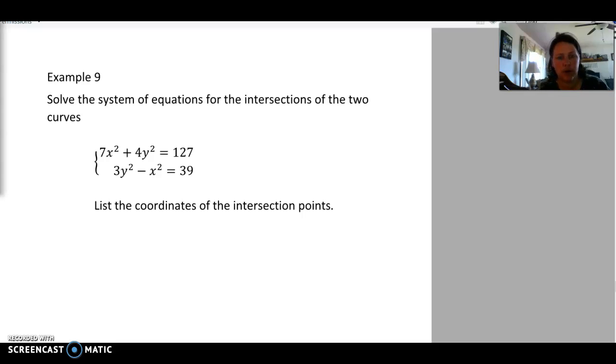Okay, we have just a couple more problems, examples to go through for this section 9.3, and then we will be done for the whole semester. So solve the system of equations for the intersections of the two curves. So let's look at what we have here.